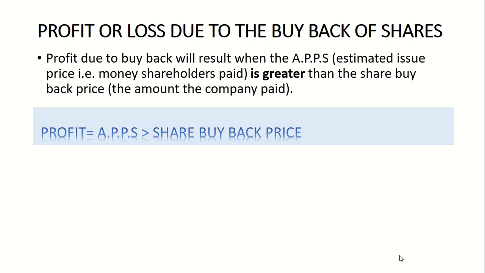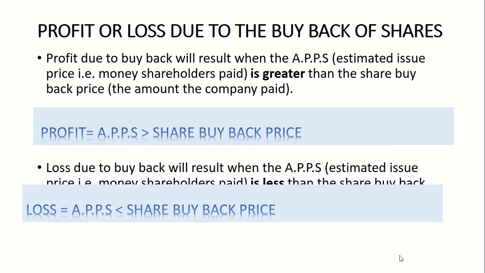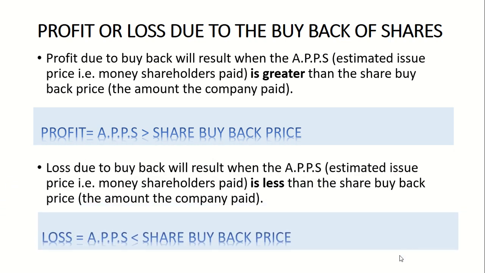All right. And a loss will simply be where our average price per share is less than the buyback price. So basically, we buy back shares at 15 rand, but the shareholder only paid 10 rand for those shares. So we are making the loss, but the shareholder is making a profit. If the shareholder is making a profit from the buyback, it means the company is making a loss. Guys, these two definitions are very important. Please go through them, rewind until you get them right.